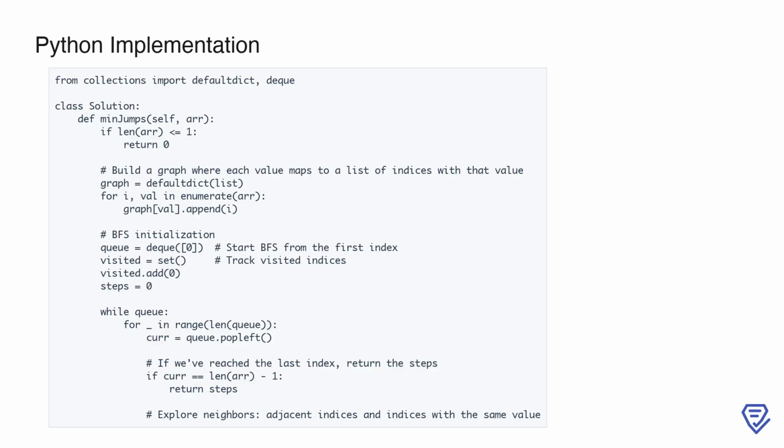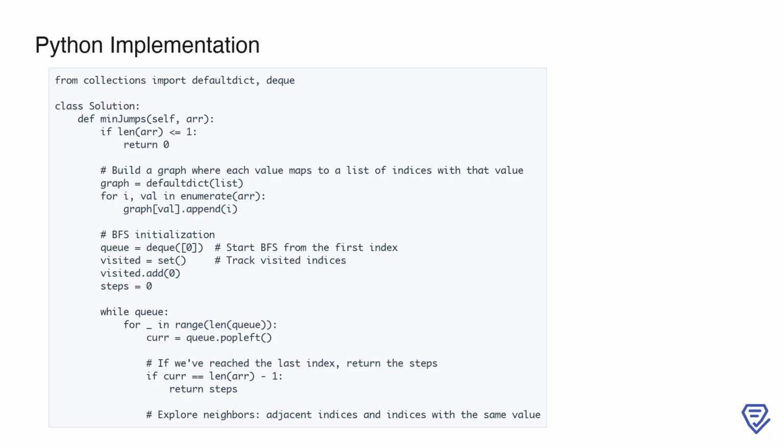After that, we build a graph where each unique value in the array maps to a list of indices where that value occurs. This will allow us to quickly find all indices with the same value, which is a key part of optimizing our jumps. Next, we initialize the BFS process. We start by adding the first index, 0, to the queue, marking it as visited, and setting the step counter to 0. The while loop then begins, and it will continue as long as there are indices to process in the queue. Within the loop, we iterate through the current level of the queue.